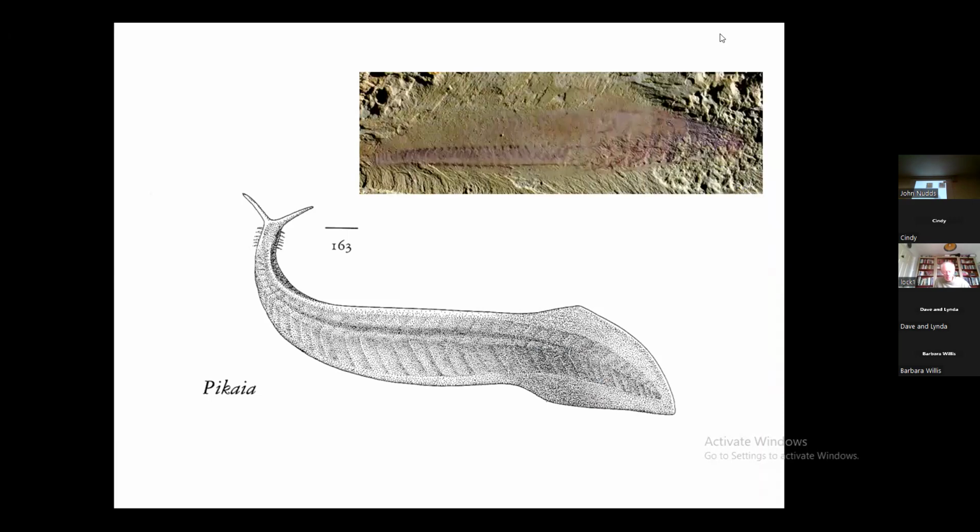Of course, Chengjiang produced its own. This one's called Myllokunmingia. And not only is this a chordate, this is a vertebrate. And not only is it a vertebrate, it's a fish. It's an agnathan fish. So many of us here learnt that fish first appeared in the lower Ordovician. Well, no, they appeared in the lower Cambrian. And the fish and the vertebrates were present in the Cambrian explosion.